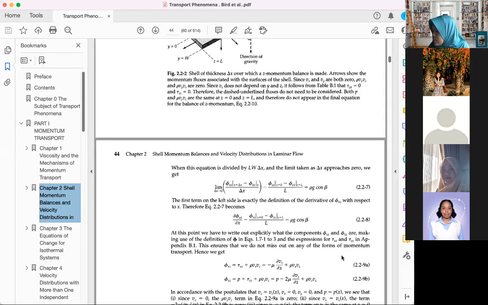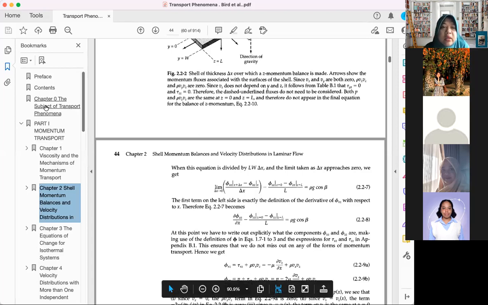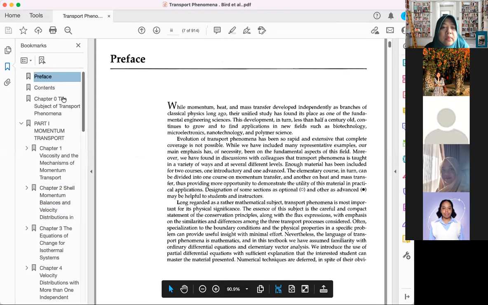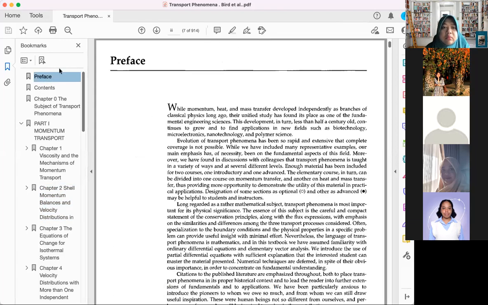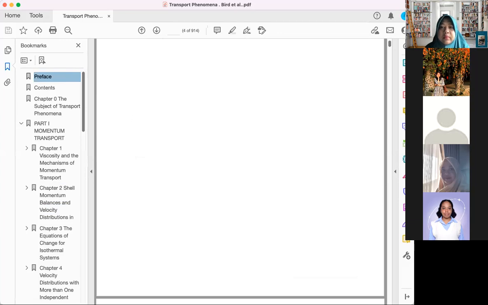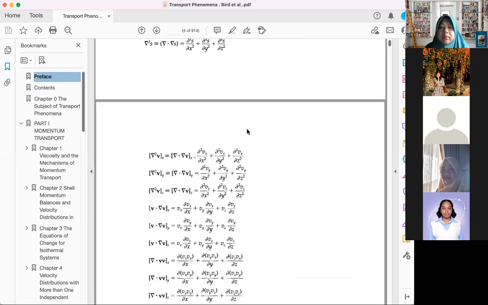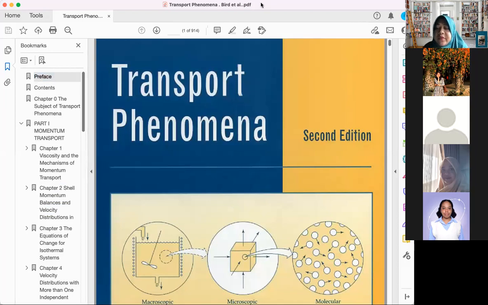Okay, but before we start, I would like also to share the books that we're using. This one. Okay, so yeah, this is the book that we are using. It's called this one, yeah, the Transport Phenomena.